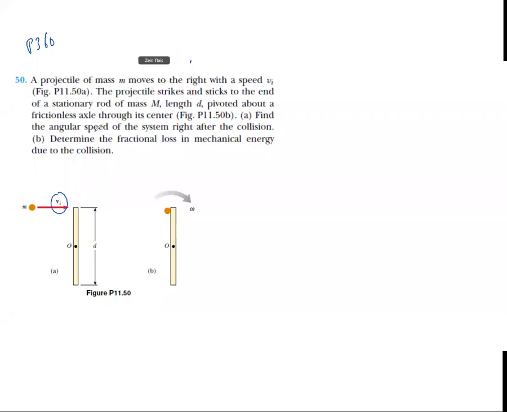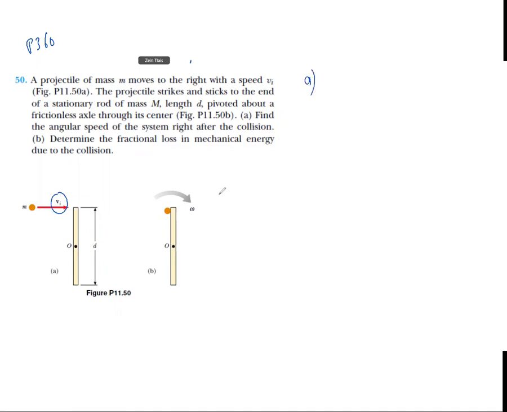Problem 50, page 360. A projectile of mass m moves to the right with a speed v initial. The projectile strikes and sticks to the end of a stationary rod of mass m and length d, pivoted about a frictionless axle through its center, O. Find the angular speed of the system right after the collision.